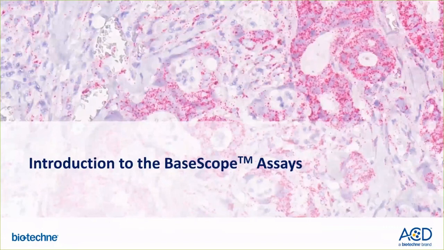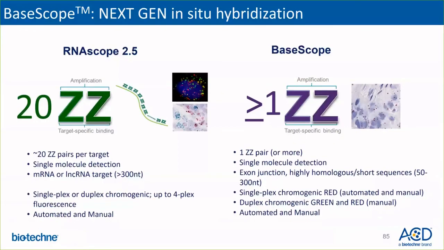Now we'll quickly switch gears to discuss the BaseScope assay briefly. BaseScope is a next generation in situ hybridization assay. It is based on similar technology to RNAscope, but there are several major differences. First, a standard RNAscope probe contains 20 ZZ pairs, which targets a 1 kb region of the target sequence, whereas BaseScope can detect signal with as few as 1 ZZ pair probe.